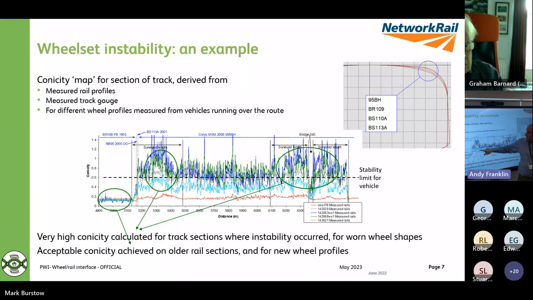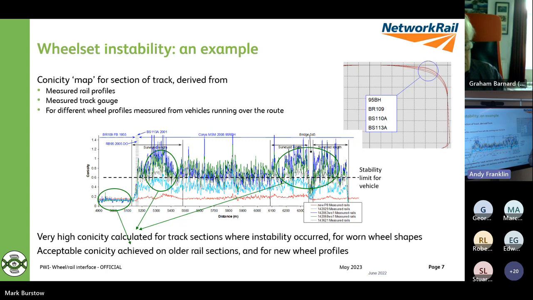This was the old heavily worn 109-pound rail. But you can see with a brand new wheel profile, it's actually okay. It's not too bad. But as soon as that wheel profile starts to get a bit of wear on it, the conicity goes up significantly. And this limit, 0.6, is the stability limit for the vehicle. So it basically means that when the conicity gets above that limit, the suspension is not able to prevent hunting of that wheel set. It cannot damp out all the forces and hold the wheel set steady. So we are getting significant amounts of hunting on wheels when they get to a certain amount of wear.